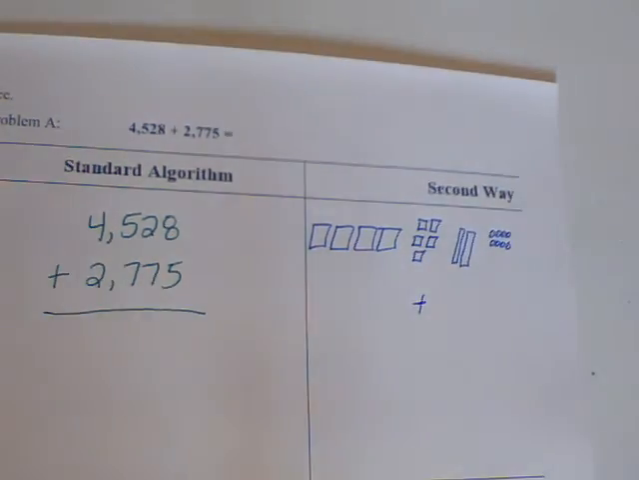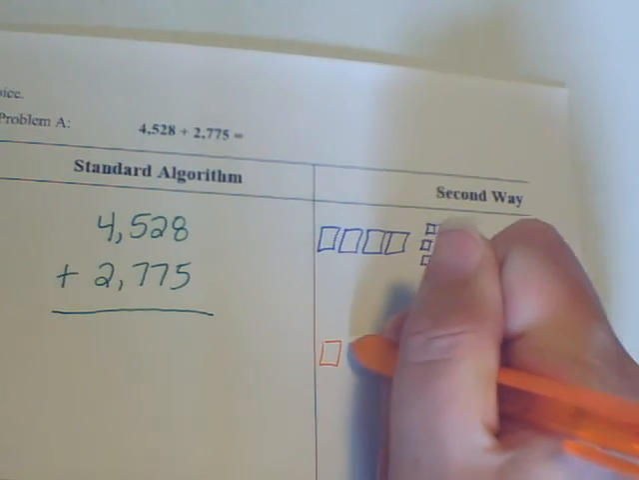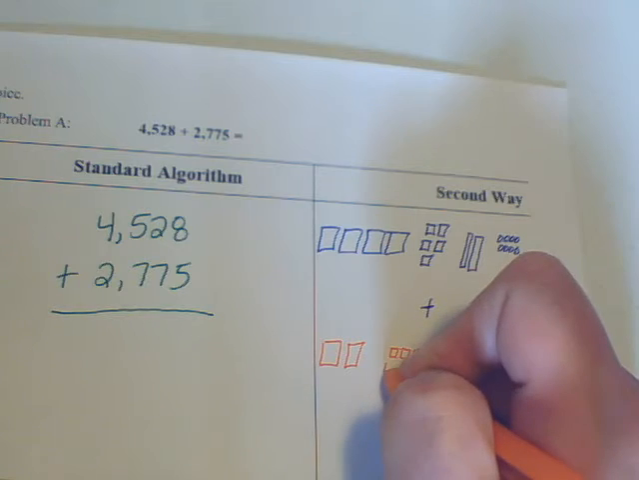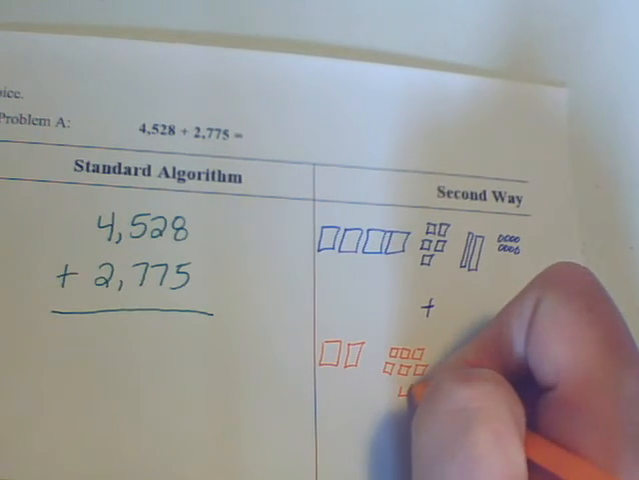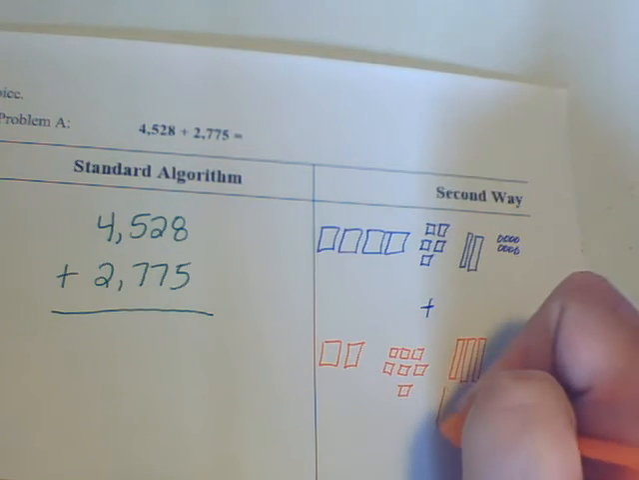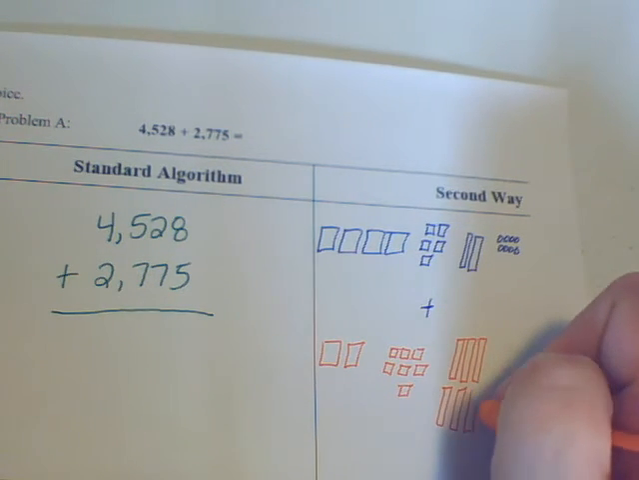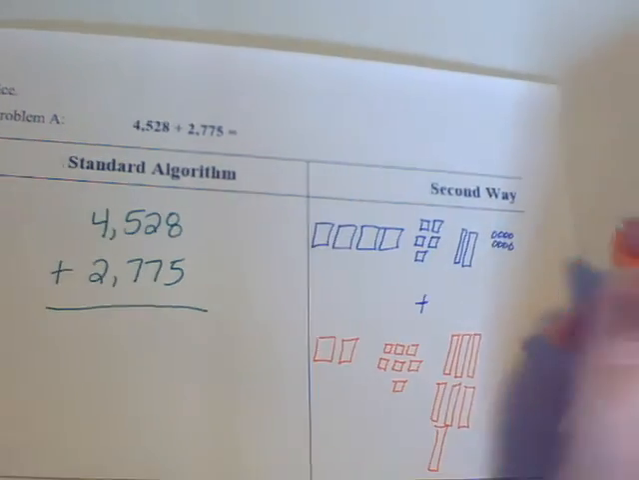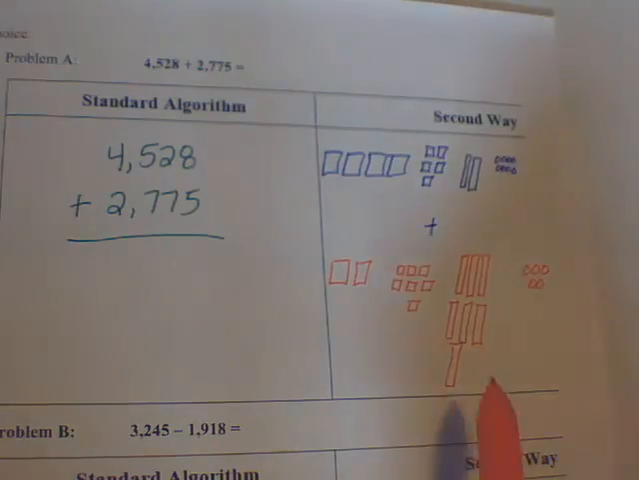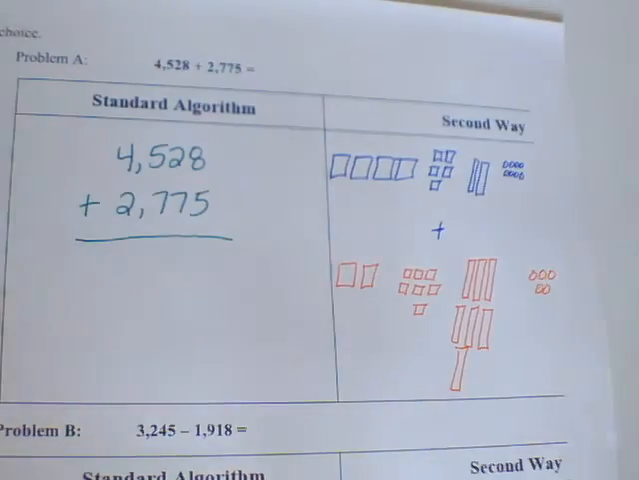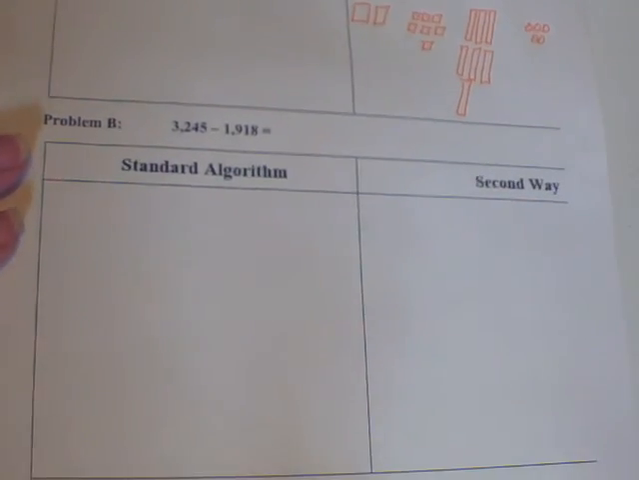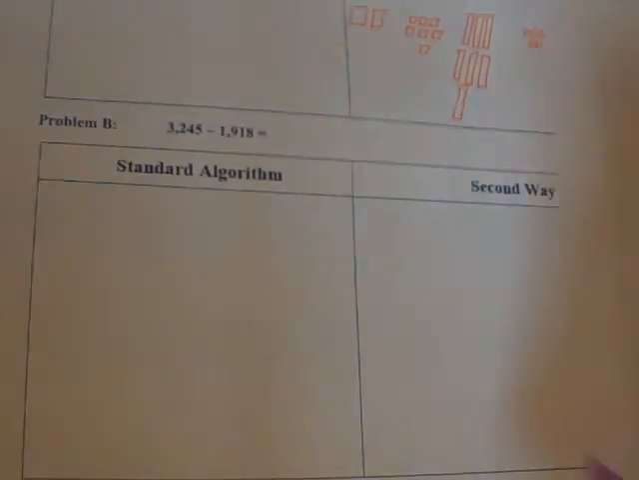Plus, you did 2,000s, 700s, 7 10s, and 5 1s. Okay? And you started adding them and combining them up, and you got the same answers for each. Okay? And then you have to do it the same way with this subtraction problem.